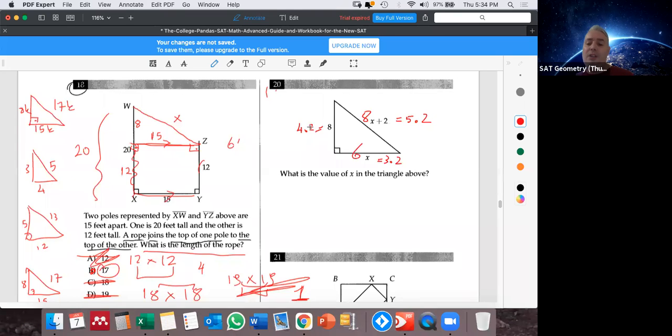No. Why no? It can't be, because this is also 8. This 2, 8? No, it's not possible. So this is not a special triangle. We prove this is not.